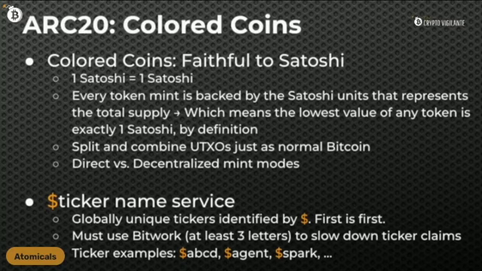But first, a token standard would not be complete without a ticker name service. Similar to the fashion of container names, we have globally unique tickers identified by $. First is first. We must use Bitwork, again, to slow down the ticker claims for all the same reasons. And of course, we probably do want a very nice vanity Atomicals reference or a transaction reference for this, because you're making a token, it's going to be that much more special with your own prefix.